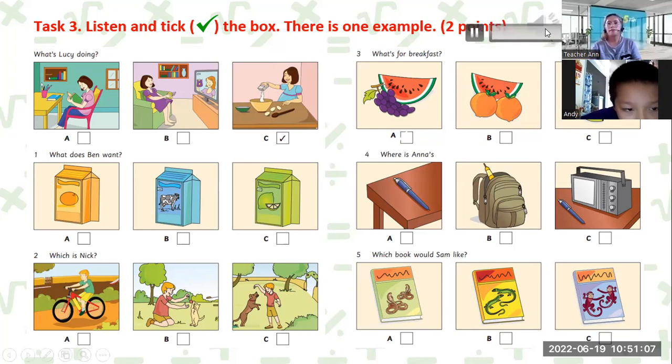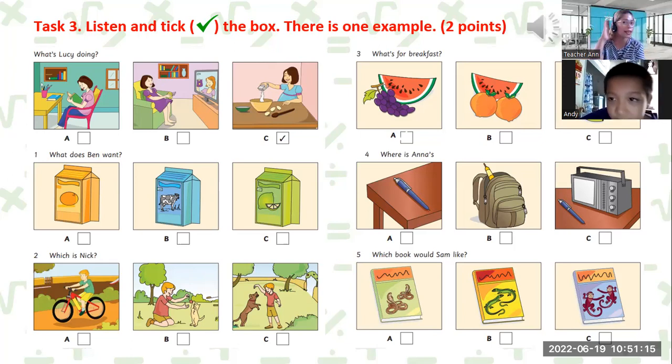Okay, do you have your answer? We need to repeat if you don't have an answer. Do you have an answer already, or do we need to listen again? What do you want? Listen again or answer now? No. Okay, so what is your answer? Number one. What does Ben want? A, B or C? Milk. B. Okay, B for Andy.